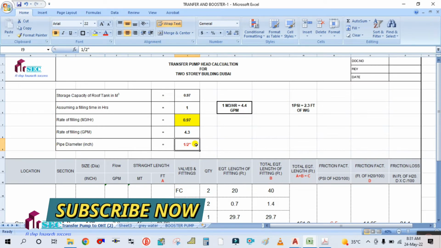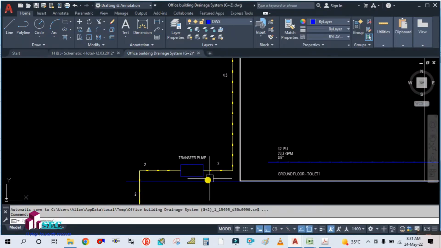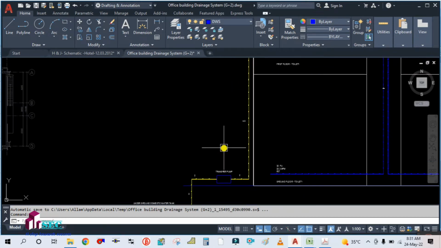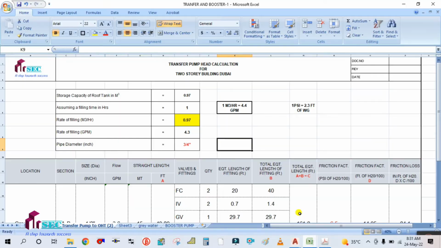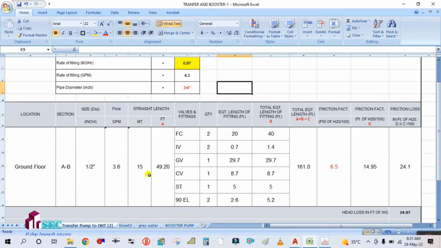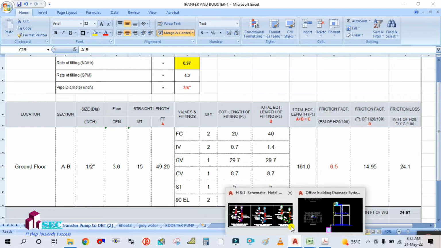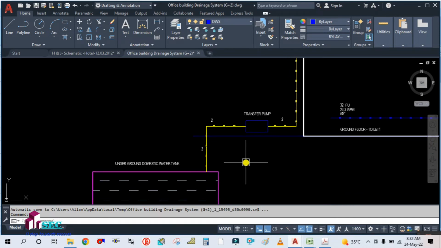3/4 inch. So from this drawing, your pipe size here will be 3/4 inch. Okay, this is for the riser piping. Then the location is ground floor, from this chart. And then section A to B. That means we have to put the section here, so we have to do the tagging.